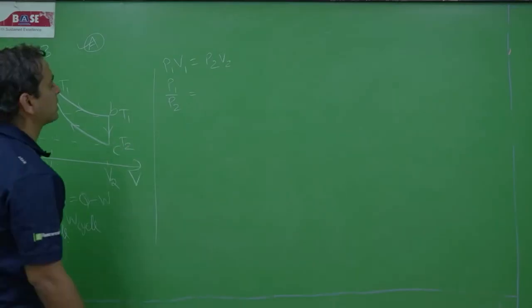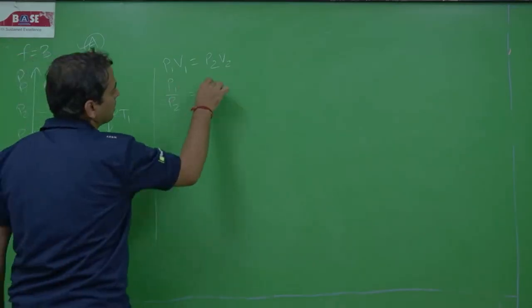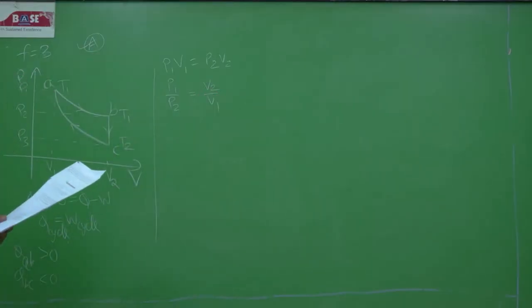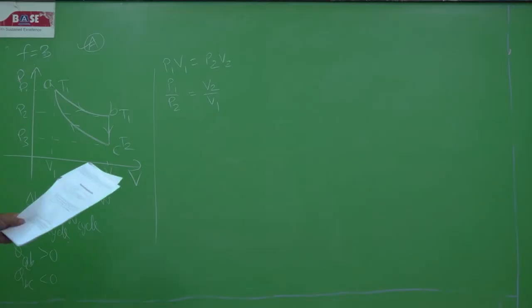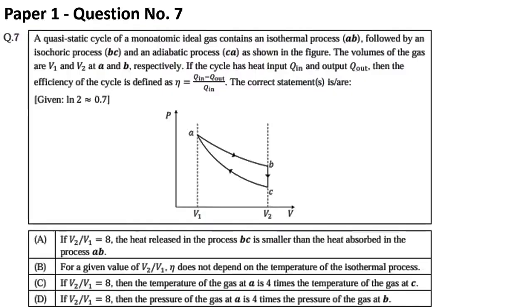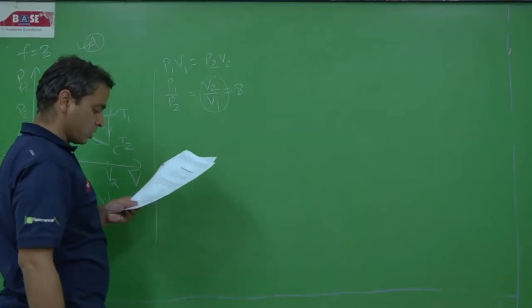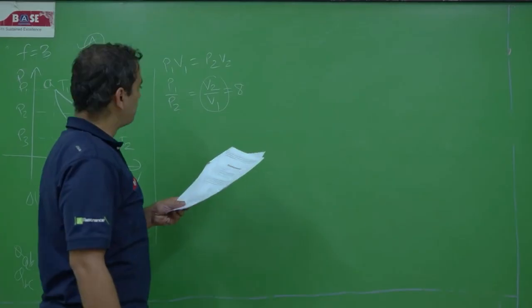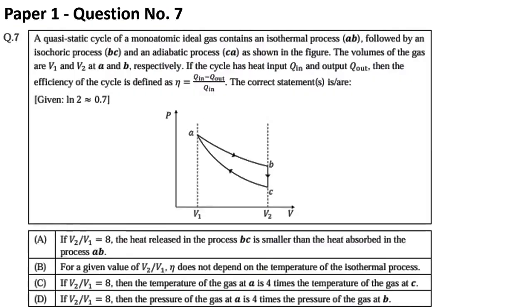It's 4 times. Let's verify. P1 by P2 from here will be V2 divided by V1. And what is the V2 by V1 ratio they have given? For option D, V2 by V1 is 8. So this thing is 8, so P1 by P2 will be 8 times. So option D is not correct because it's saying the pressure P1 by P2 is 4 times, but actually we are getting 8 times. So D will not be correct.